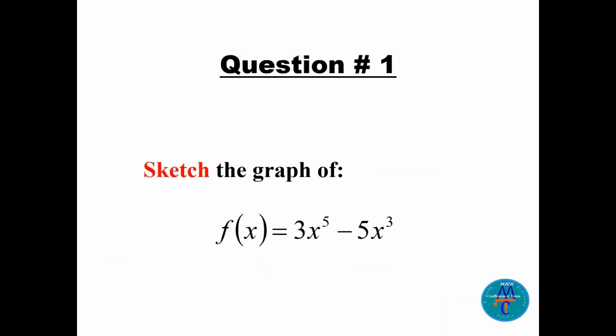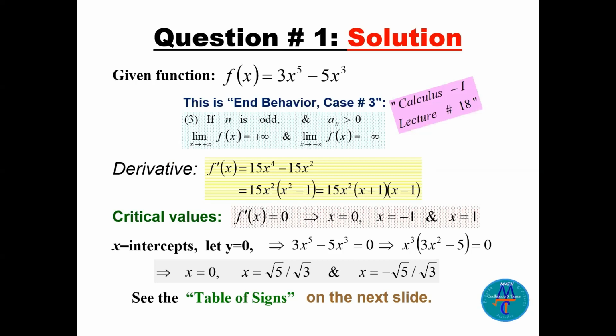Question number 1 in this video: sketch the graph of f(x) = 3x^5 - 5x^3. This is a polynomial function of degree 5. First we check the end behavior. We can see the degree n is odd, which is 5, and the leading coefficient is positive. So it's up to the right, down to the left.